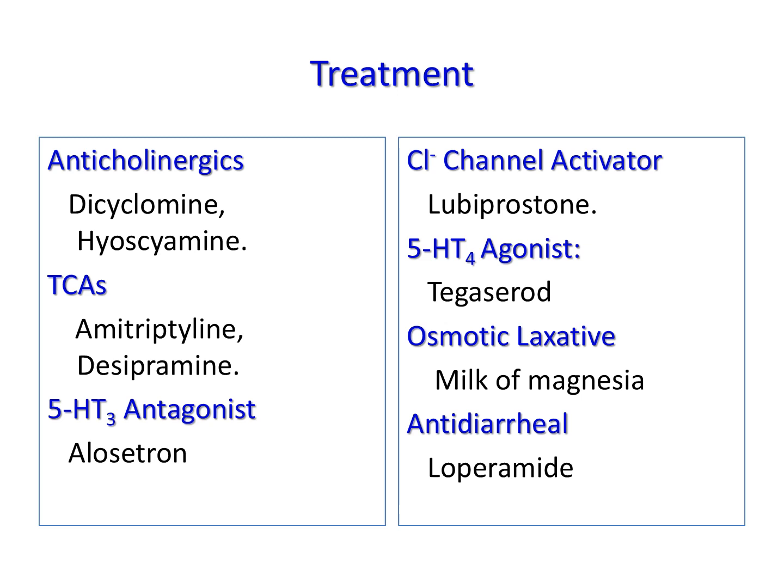Classification of drugs used in IBS includes anticholinergics, for example dicyclomine and hyoscyamine, tricyclic antidepressants, for example amitriptyline, 5-HT3 antagonists, that is alosetron, chloride channel activator, for example lubiprostone, 5-HT4 agonist, that is tegaserod, osmotic laxative like milk of magnesia, and anti-diarrheal drug, for example loperamide.